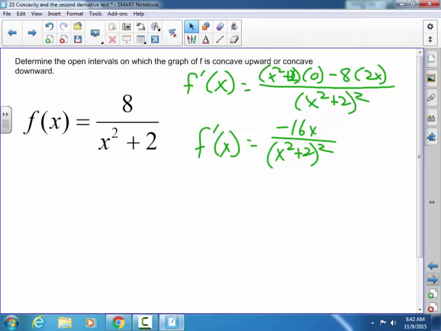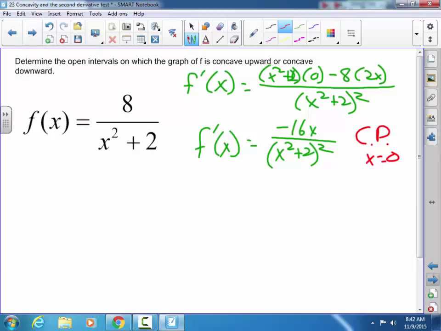So now, what can we figure out from that right there? What can you tell me just by looking at that? Can you tell me anything? Can you tell me what critical points are? Where is there a critical point at? Critical point at x equals 0. Is the first derivative undefined anywhere? No, because that denominator is always going to be a positive number. So we know we've got one critical point at 0.